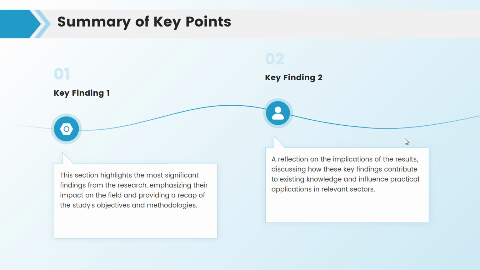Conclusion. Summary of key points. Key finding 1, key finding 2. This section highlights the most significant findings from the research, emphasizing their impact on the field and providing a recap of studies, objectives, and methodologies. A reflection on the implications of the results, discussing how these key findings contribute to existing knowledge and influence practical application in relevant sectors.